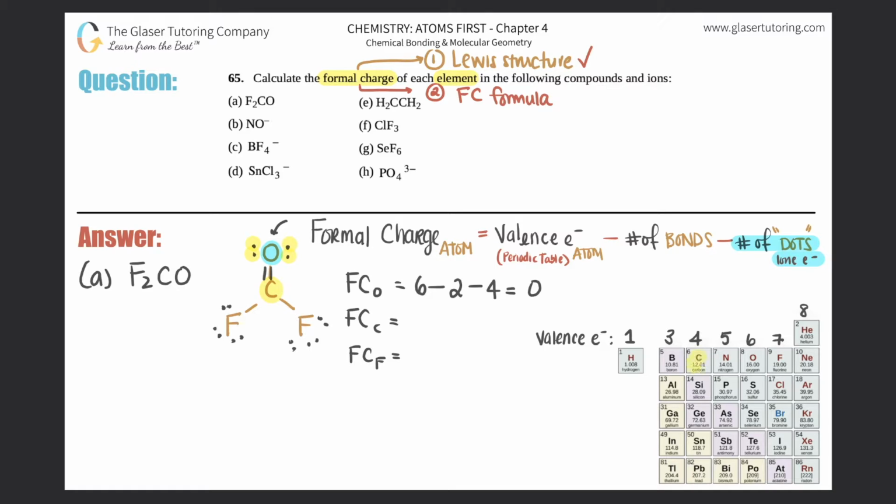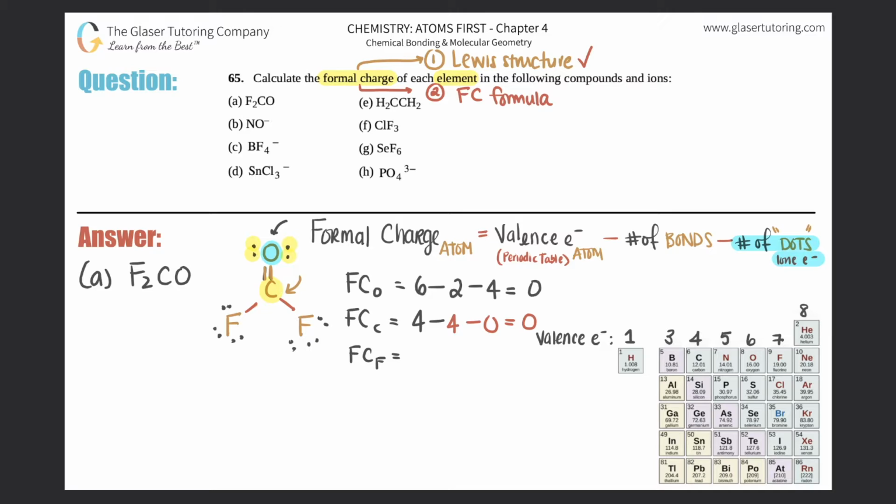Start with the valence electrons. Carbon has a valence electron of 4. So we'll say 4 minus the number of bonds that you see that carbon has. Well, how many bonds are surrounding this carbon? Well, it has 1, 2, 3, 4. So that's 4 bonds. Minus the number of dots. There's no dots around carbon, right? You don't see any lone pairs like that. So that's a 0. And then when you subtract them, they equal 0 as well.